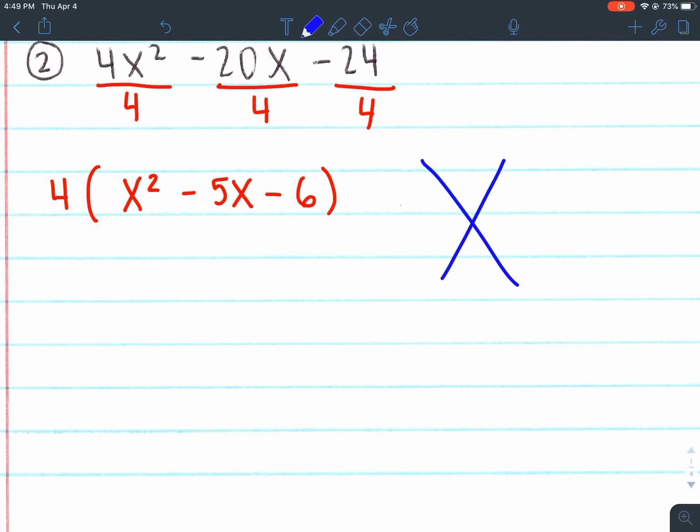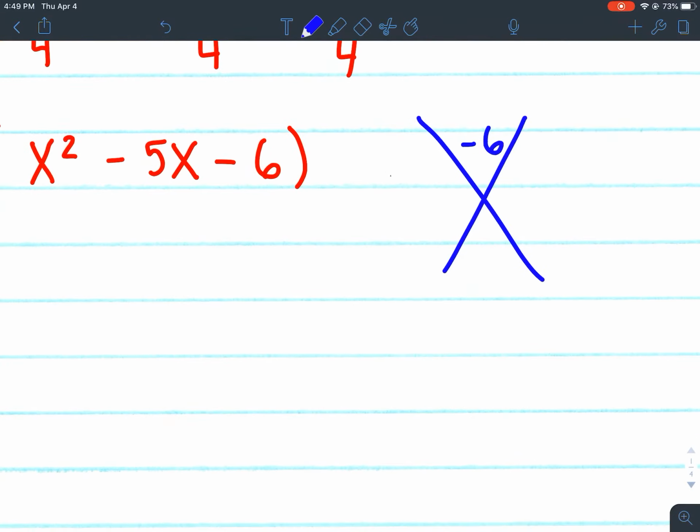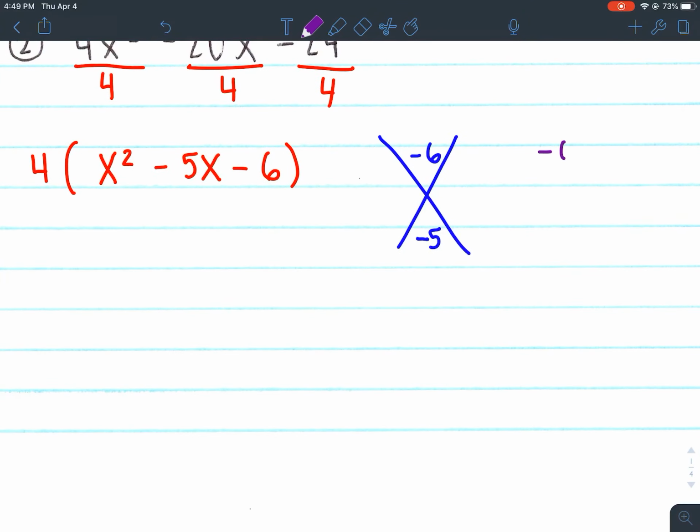And then I'm going to go and pretend like that 4 isn't there and just treat it like a regular trinomial. So I do 1 times negative 6, which gives me negative 6 on the top. And then I have negative 5 on the bottom, because that's my middle term. And then I need to list my factors and figure out what two numbers are going to multiply and add up to negative 5. So we have negative 1 times 6, negative 6 times 1, negative 2 times 3, 3 times negative 2. Okay?